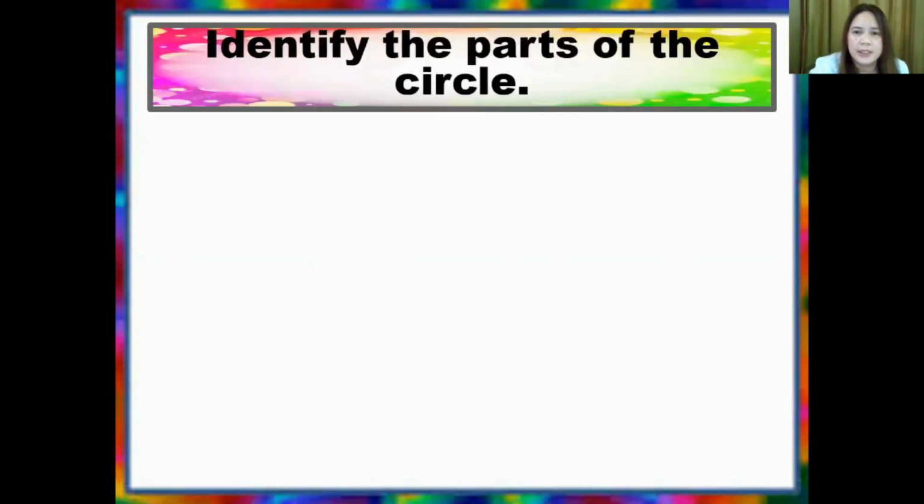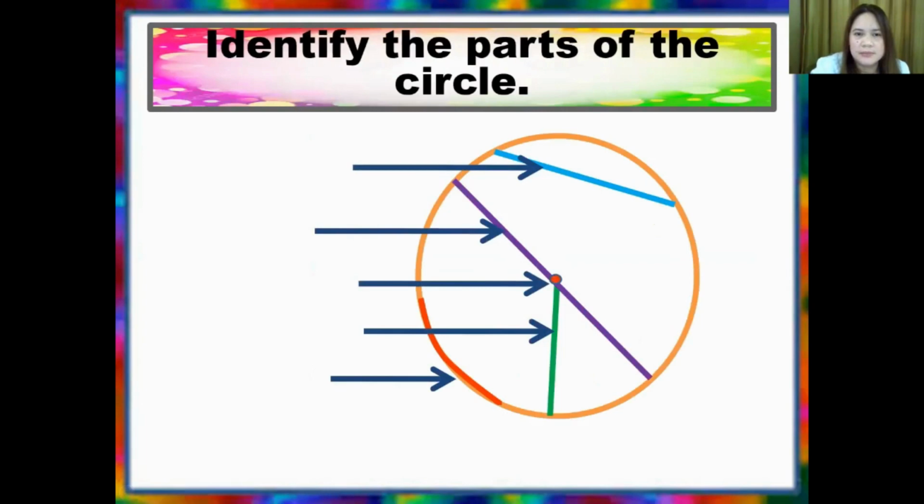So let's identify the parts of the circle here. Try to list down the names of the different parts of the circle after discussing the different parts of the given circle. Maybe we can start with the blue one. Try to write it as your letter A. What do we call this line segment? This line segment is formed by connecting 2 points on the circumference of the circle. So we call it a chord.